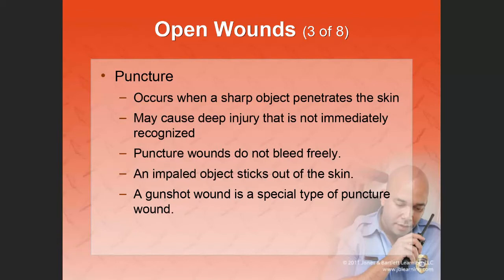A gunshot wound is a special type of puncture wound. Now, with your gunshot wounds, you have to think about where it entered the body, and if it left the body, is there an exit? And the entrance is going to be small, the exit wound is going to be large. With gunshot wounds as well, the bullet can enter and be redirected to other places in the body. So it can ricochet inside of the body.